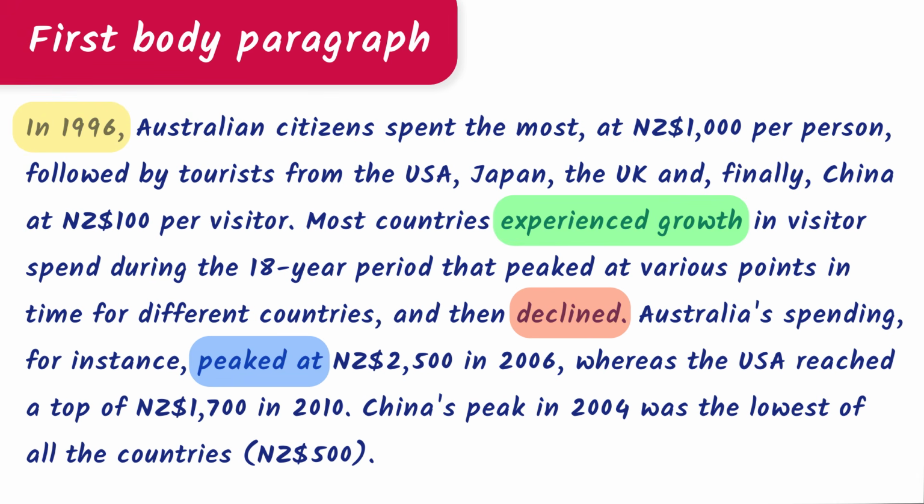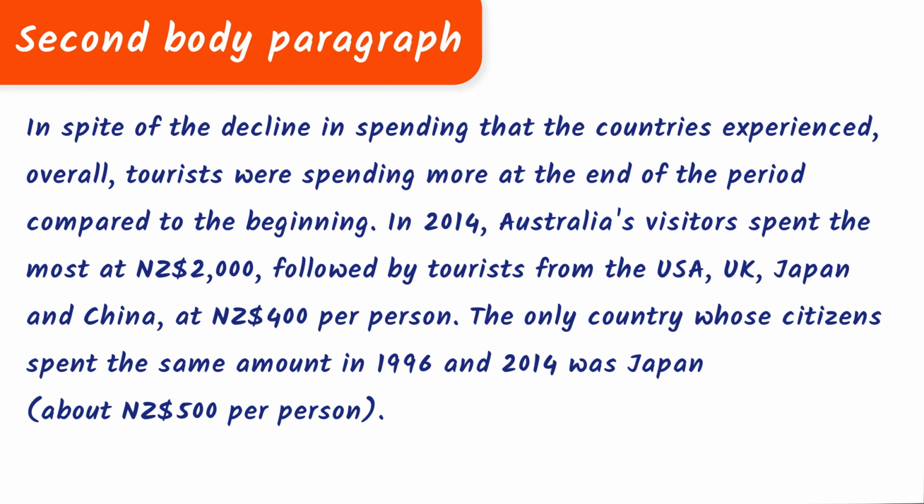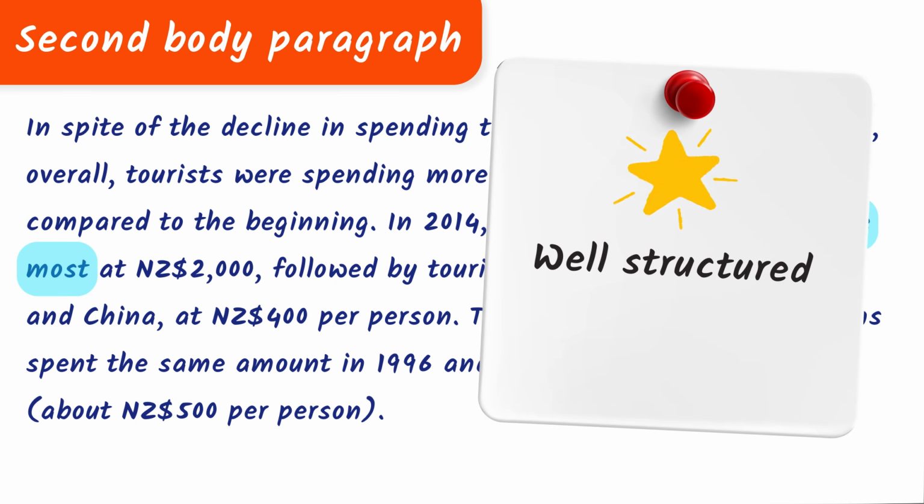For example, in the first body paragraph, I talked about the beginning of each country without providing data for all of them, just the most and the least. And also I've talked about the increase, and I've talked about some countries which were noticeable about the peak, all right? And for the second body paragraph, I've written about the ending of the countries, and again I've written about the most spending, which was Australia, and then USA, UK, Japan, and China. So this is a very good report that you do not provide all the data. Still, it is well structured and well organized.